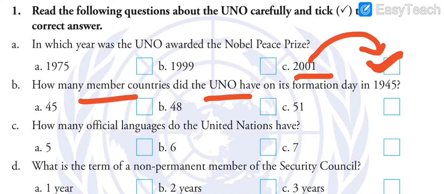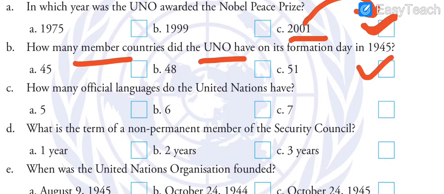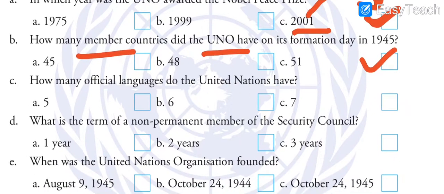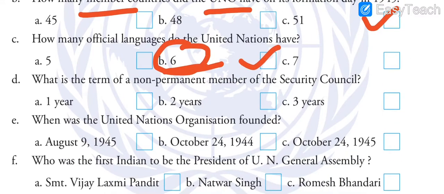So, there were a total of 51 countries at the time of its formation. Next question is, how many official languages does the United Nations have? The United Nations has different official languages, and the number is 6. It has 6 official languages.